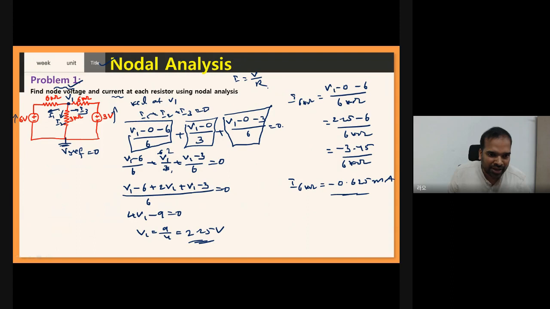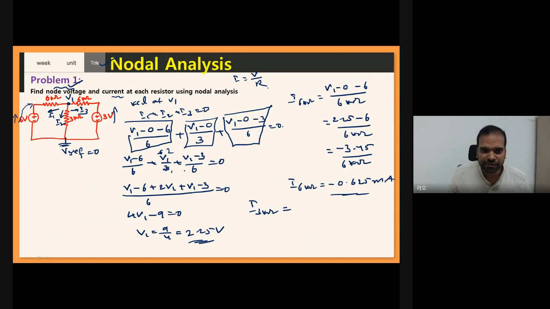Now tell me why I am getting minus. Here your assumed current direction is from V1 towards the 6 volt source. But what is the actual current direction? As you are using a 6 volt source, the actual current direction is like this. But you have assumed the opposite direction. That's why you get minus. Okay, now clear.